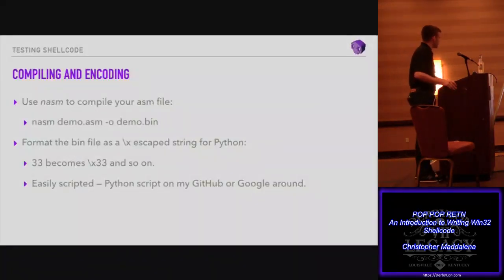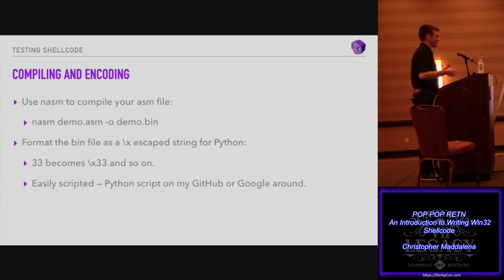The first thing is we need to take our assembly and compile it, which is really simple. Compiling assembly might sound complicated, but you can just use NASM. It's already pre-installed on a Kali VM if you have it. You just give it your assembly file, and it'll output a bin file for you. That bin file, which you can look at in a hex editor, is going to contain all of the hex, all of the machine code for your assembly.